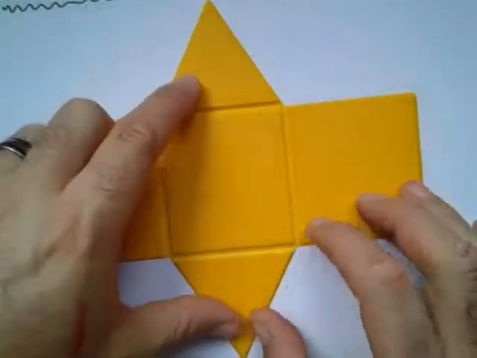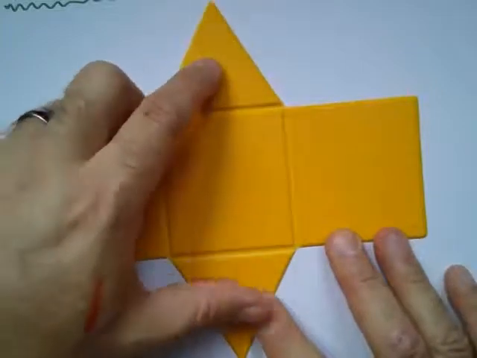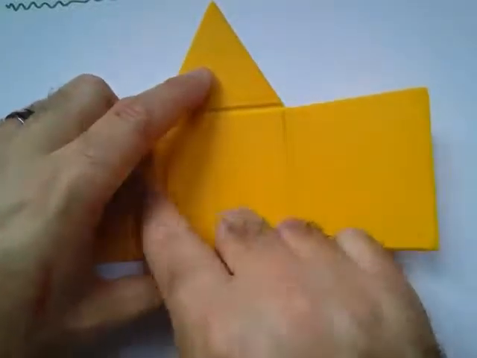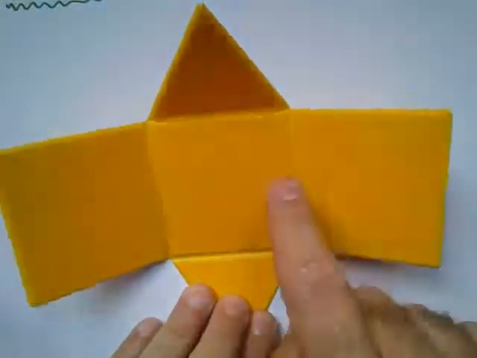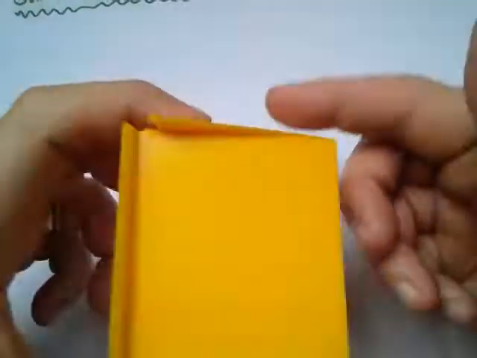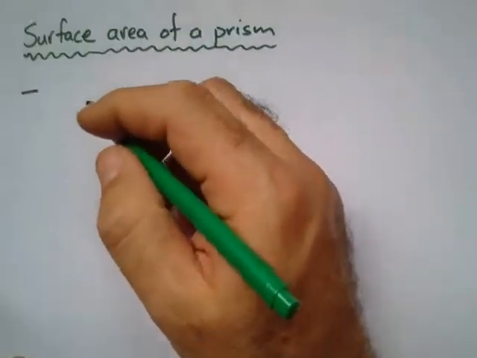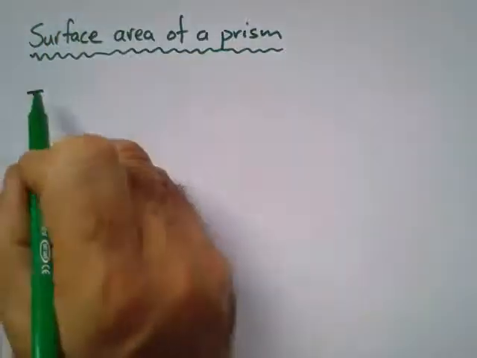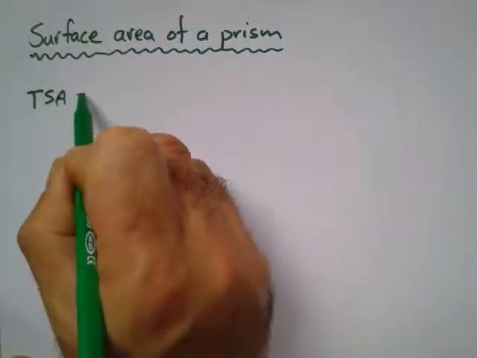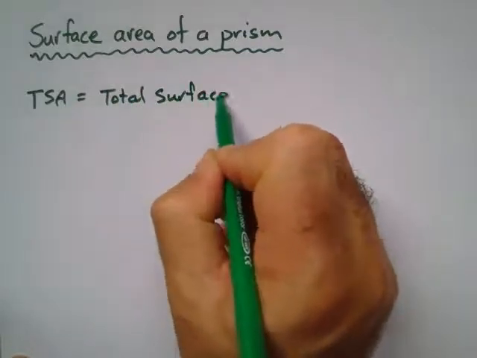So what I have to calculate is the area of a triangle and multiply it by 2, and then calculate the area of each one of these sides, and together I will know what the total surface area is. So you can either use a net or you can just use a sketch, totally up to you. So if you see the following, TSA, it stands for total surface area.